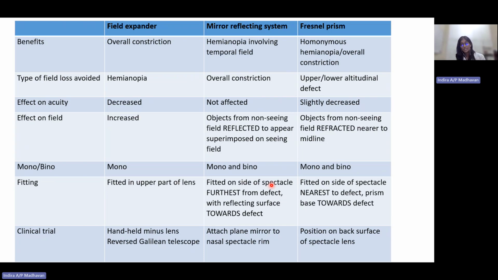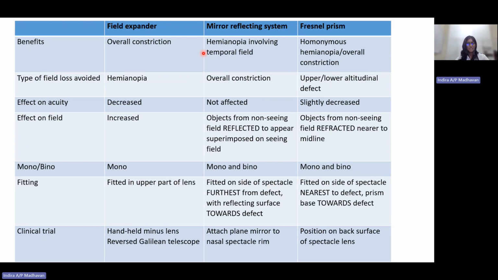This Fresnel prism is very good because it benefits patients who are having homonymous hemianopia and also panavision, but it does not actually benefit patients who are having an upper or lower altitudinal defect. Upper altitudinal defect is usually the beginning stage of glaucoma. So how is it affecting acuity? It is slightly decreased. Why is it decreased?